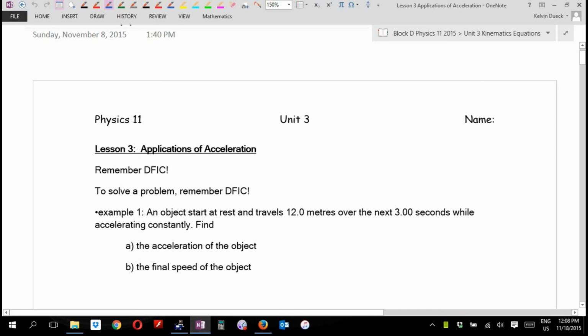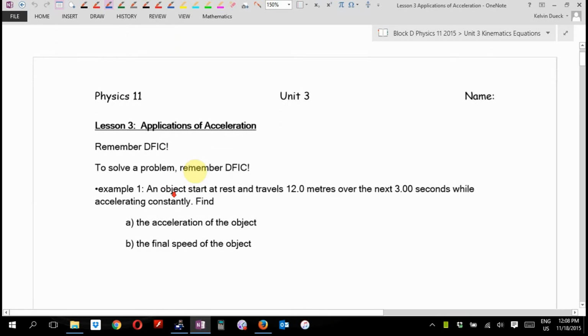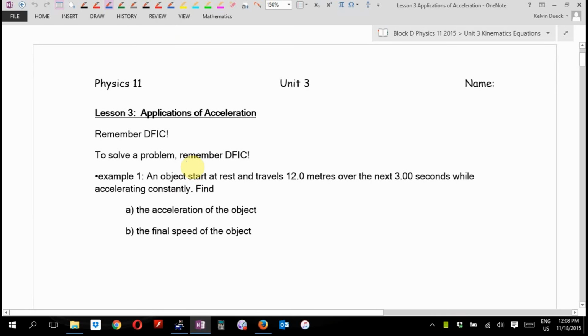I called this applications of acceleration. Really what I'm saying is, the stuff we did last day where I gave you everything listed out, I'm never going to do that again. Instead, what I'm going to give you is a physics application. We have to look for physics words and numbers, but we're going to use the same approach.